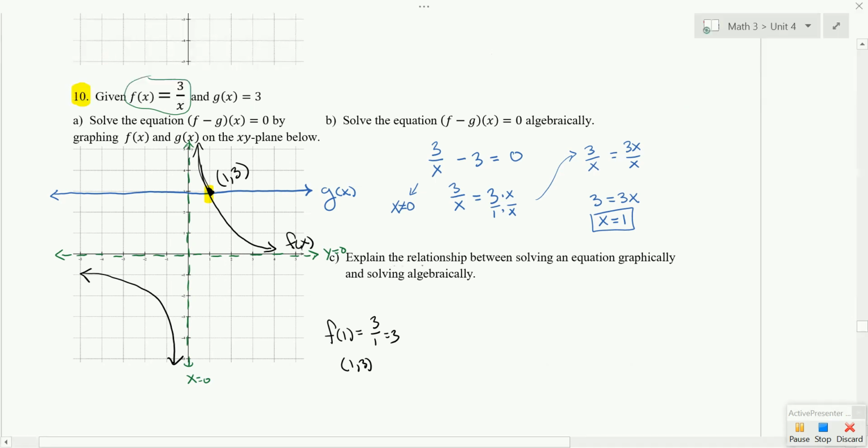Part C says explain the relationship between solving an equation graphically and solving algebraically. Both solutions give the same x value.